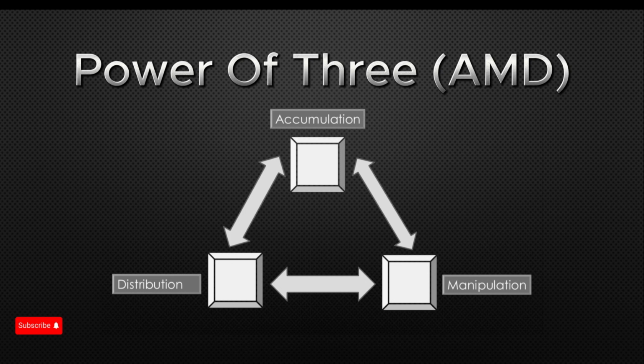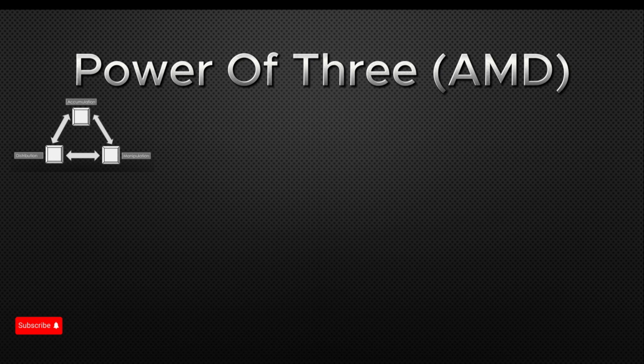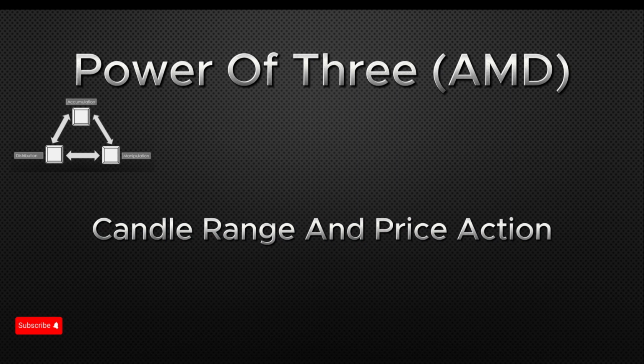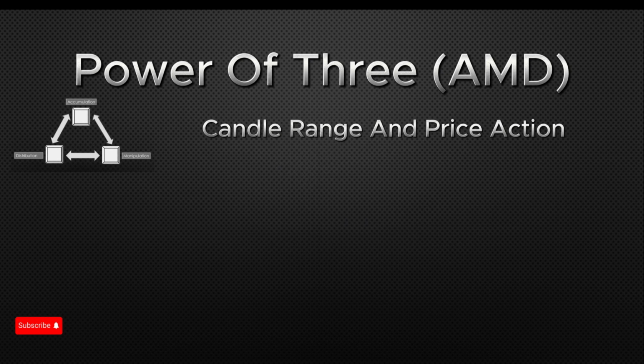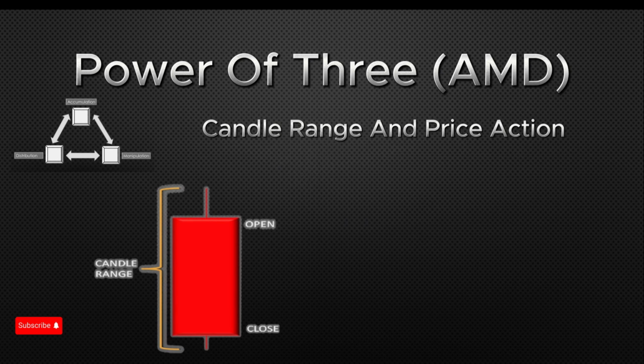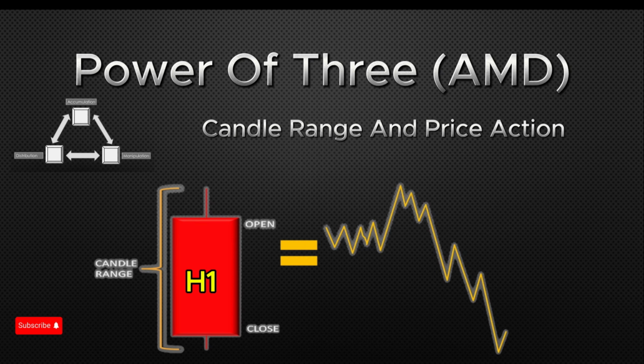Now that we know how accumulation, manipulation, and distribution work, let's bring it back to candle range theory. Essentially, each candle forms within the context of these three phases, and by zooming in and out across time frames, you can see how a single candle represents a larger range of price action. Here's the key. The price range between the high and the low of a candle on a higher time frame, let's say the 1-hour chart, is actually made up of smaller, detailed price movements when you zoom into a lower time frame, like the 15-minute chart.